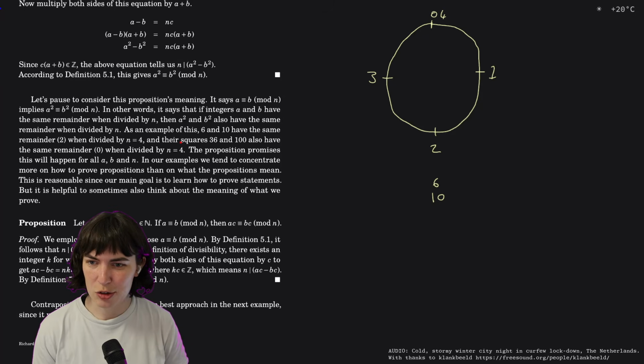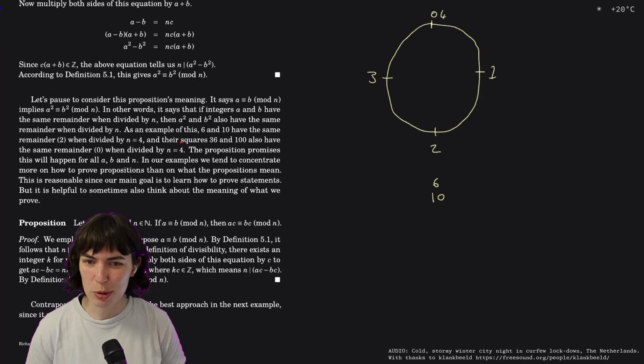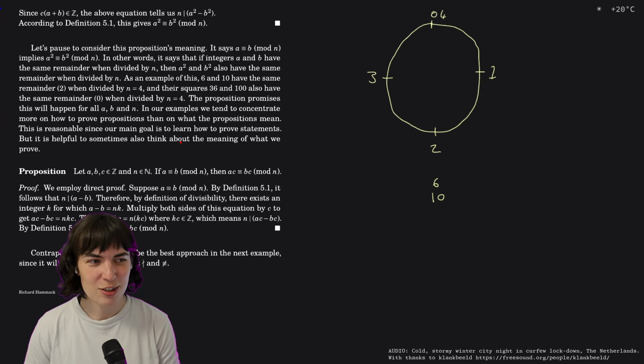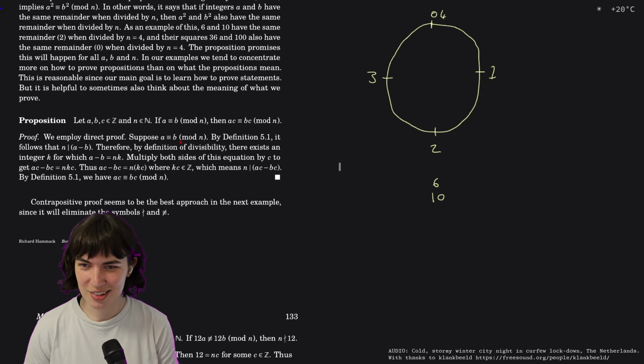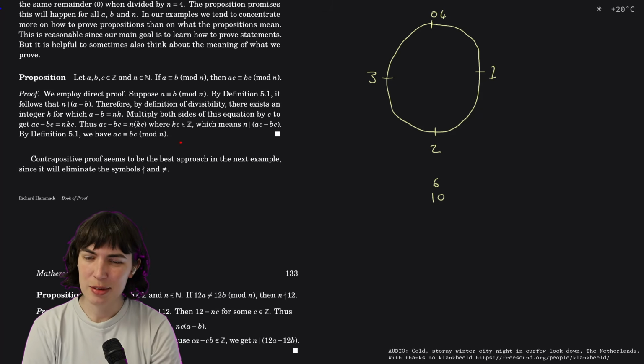In our examples, we tend to concentrate more on how to prove propositions than what the propositions mean. This is reasonable since our main goal is to learn how to prove statements, but it is helpful to sometimes also think about the meaning of what we prove. Yeah, indeed. It gets so much cooler. Proposition: let A, B, and C be members of the integers and n be some natural number. If A is congruent to B mod n, then AC is congruent to BC.